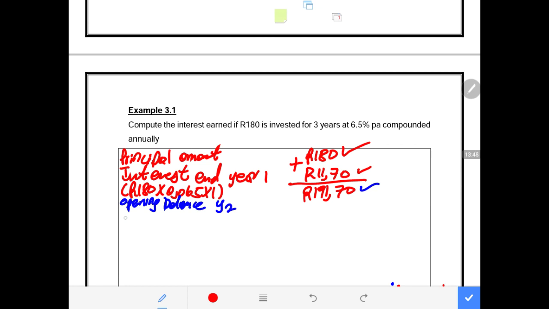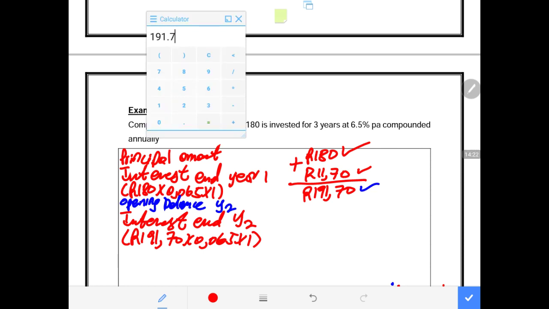So now let me calculate the interest in year 2, meaning interest at the end of year 2. The interest at the end of year 2 will be calculated on the opening balance of 191 rand 70 cents. We multiply this by 0.065 times 1. Remember, the reason why I multiply by 1 is because I am only calculating interest for one period, which is only year 2, because I've already calculated interest for year 1.